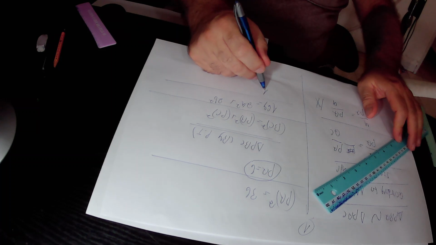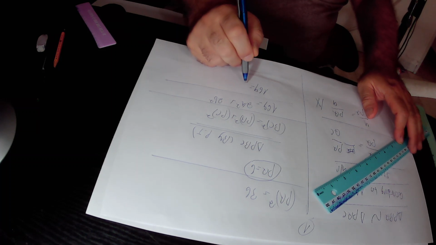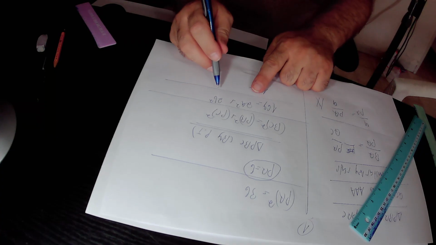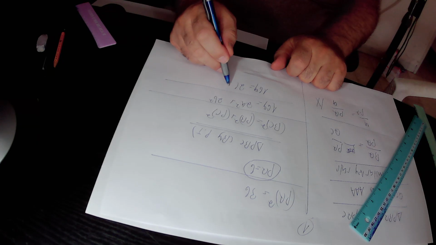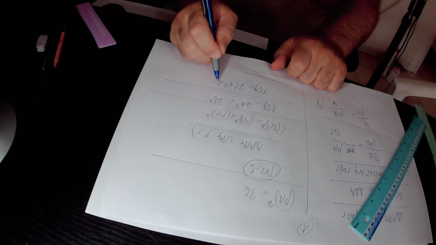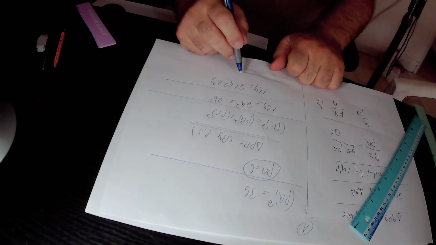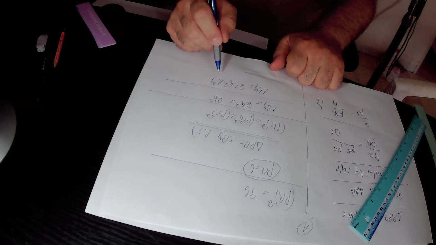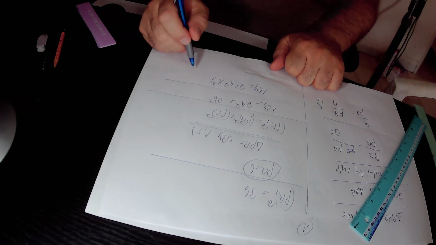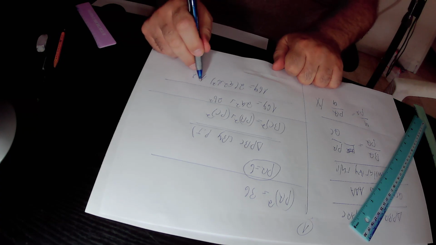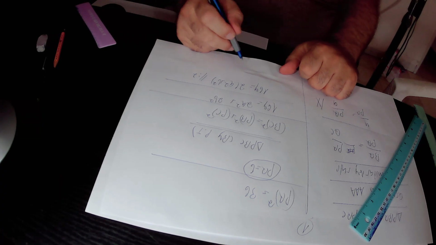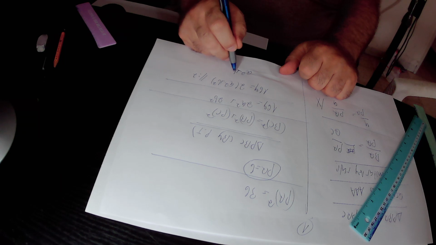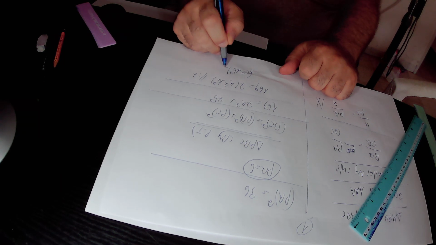So 169 equals, taking 2 as a common factor out of those two expressions, 2 times A squared plus B squared inside the brackets. Here we divide this equation by 2, and finally we get that A squared plus B squared equals 169 over 2.